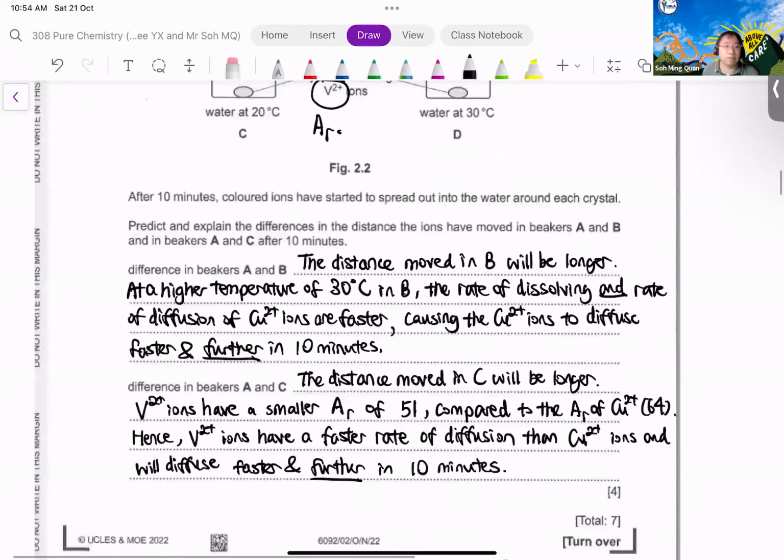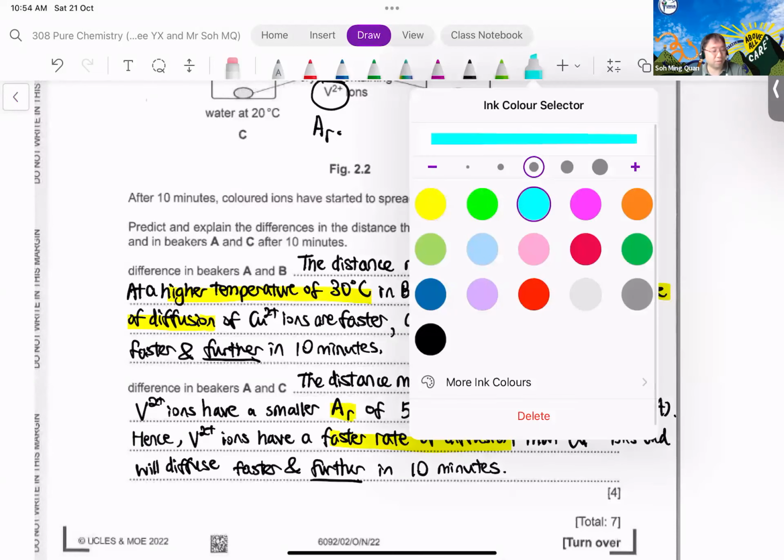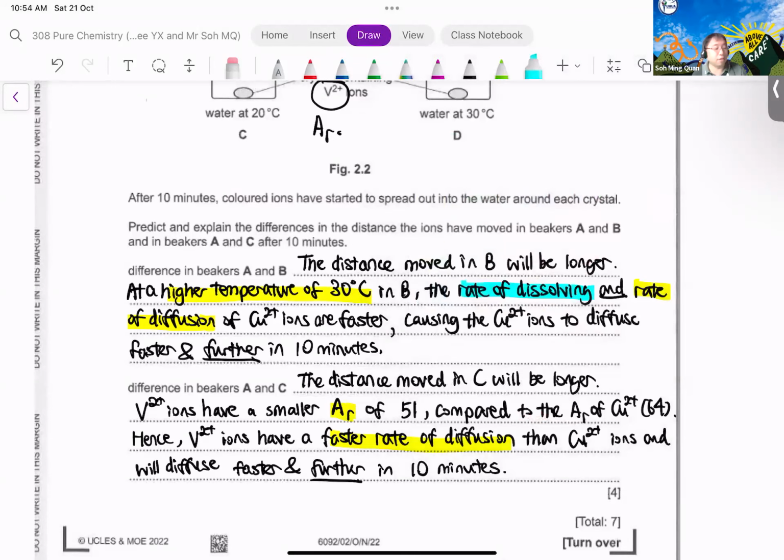So the answer is simply about rate of diffusion, temperature, rate of diffusion, AR. That's it. Okay? So if you look at my answer, it's very, very specific. At a higher temperature of 30 degrees Celsius in B, the rate of dissolving and the rate of diffusion will be faster.